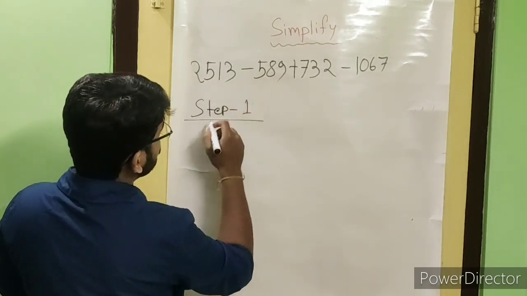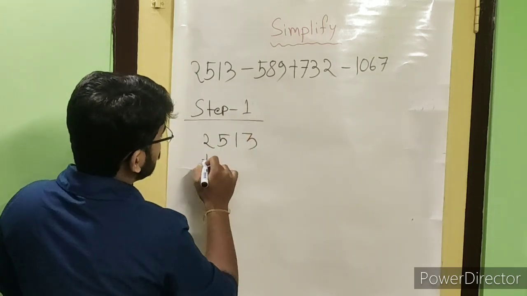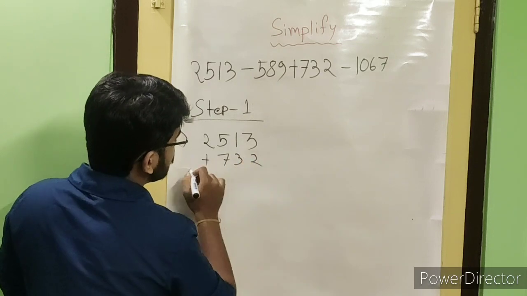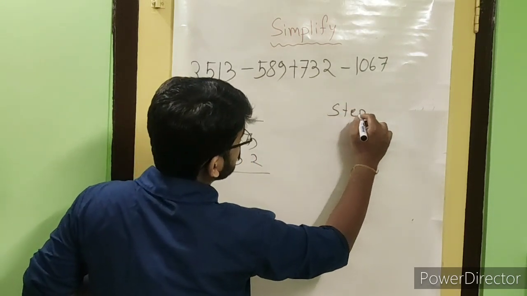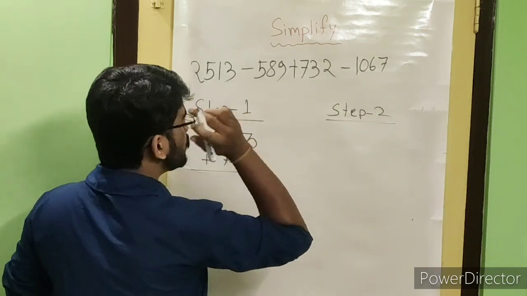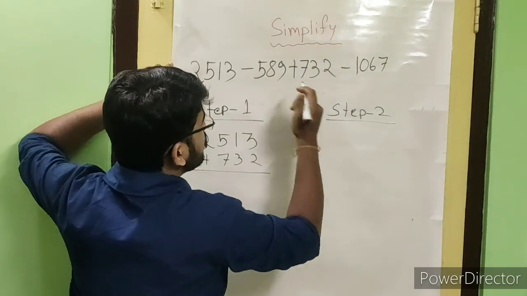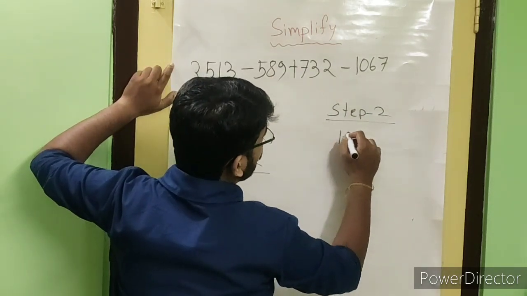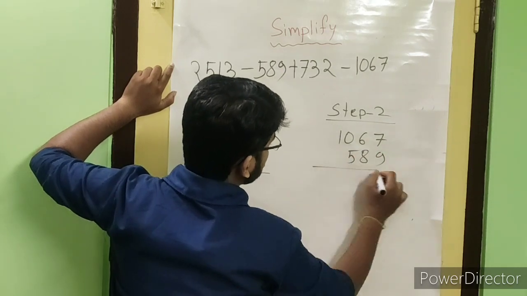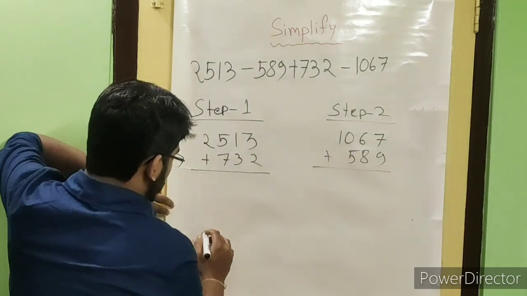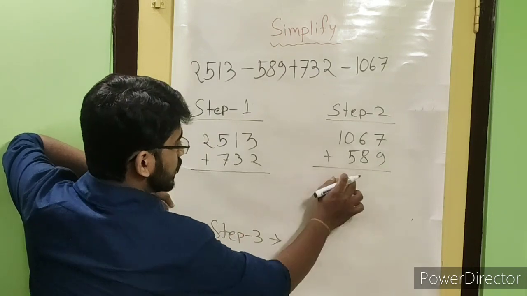Step 1, what is step 1? 2513 plus 732. Step 2. What is step 2? We need to add 1067 with 589. 1067 with 589. Okay, and step number 3 will come from here.